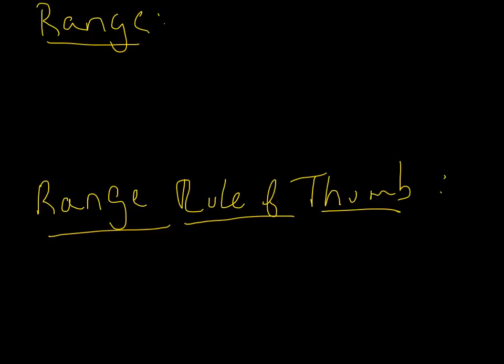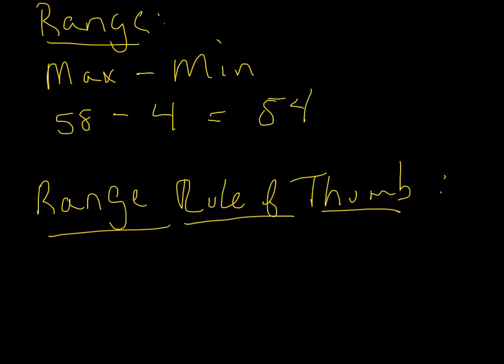So the last measure of variation I want to talk to you about is the range. And the range is simply the highest data value, the max, minus the lowest data value, the min. So for our particular data set, we would have 58 minus 4, and that's equal to 54. So our range is 54.